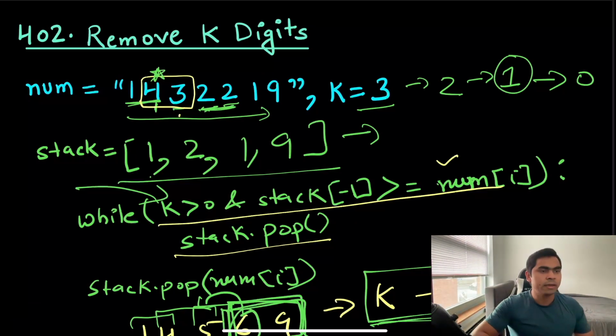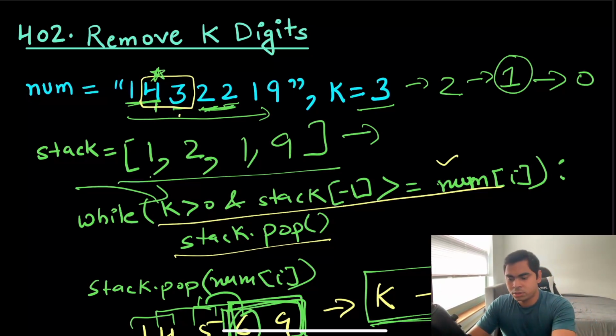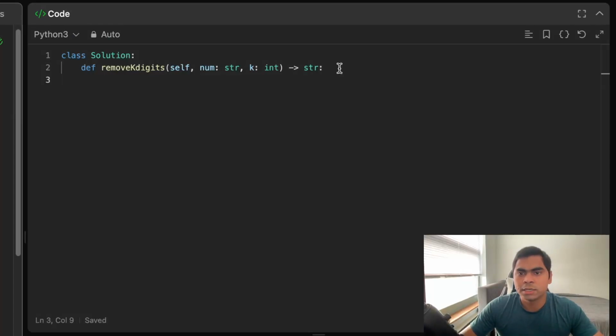We'll just keep a check. If k is still greater, then we keep popping from the stack, or we just remove from the length of the stack. Okay, so I'm gonna switch. Okay, so let's write down our solution.